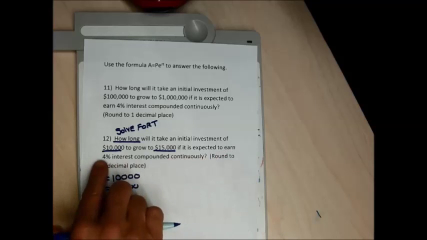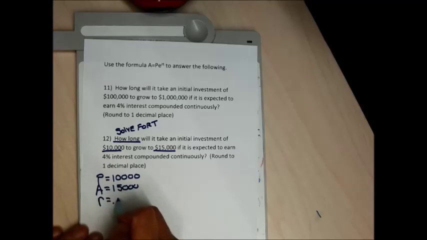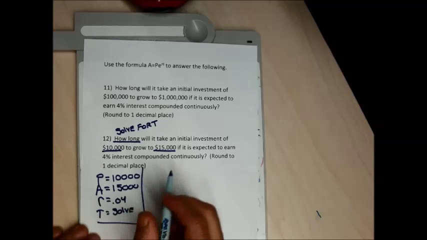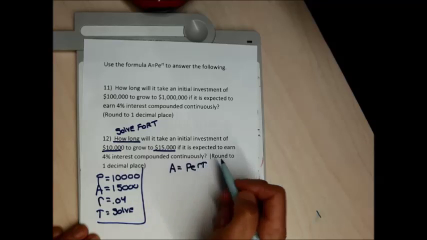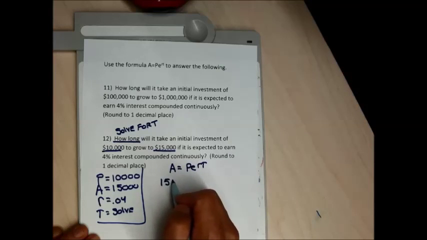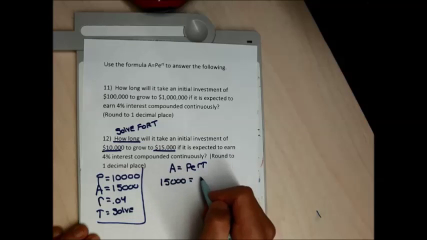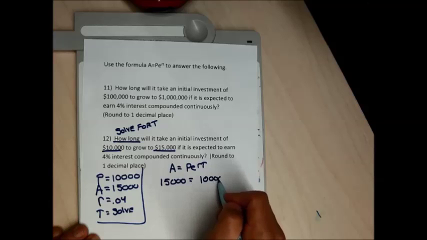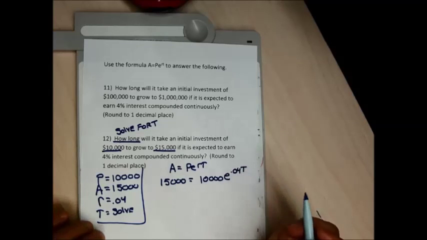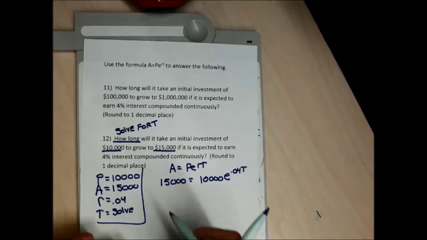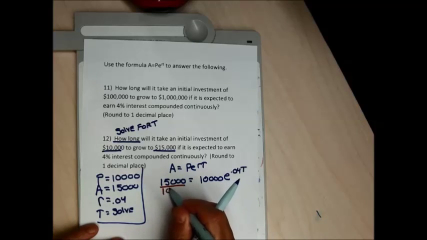If it's expected to earn 4% interest compounded continuously, I'm going to put 0.04 in for R, and I'm going to solve for t. So I'm going to plug those numbers into my formula. My formula is A equals P e to the rt. I'm going to plug 15,000 in for A. I'm going to plug 10,000 in for P and 0.04 in for R, and I'm going to leave the t alone. I'm going to start off by dividing both sides by 10,000.